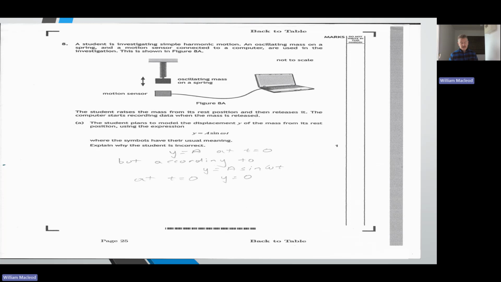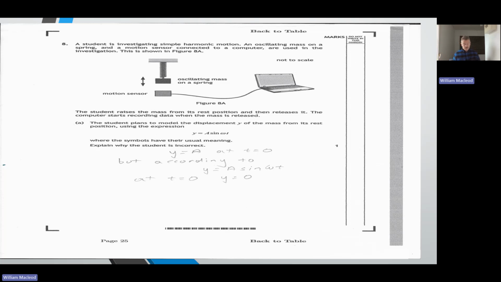The student raises the mass from its rest position, and then releases it. The computer starts recording data when the mass is released. The student plans to model the displacement y of the mass from its rest position using the expression y is equal to a sine omega t, where the symbols have their usual meaning. Explain why the student is incorrect.